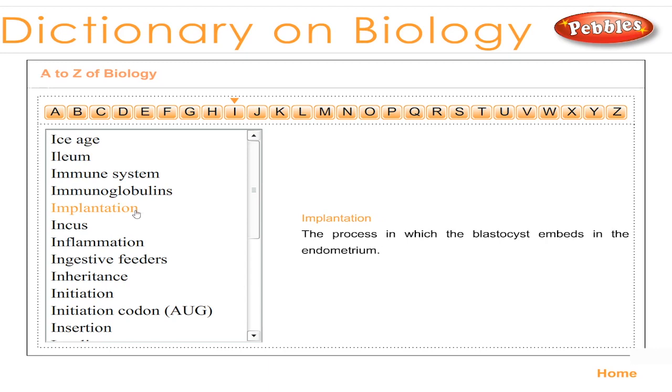Implantation, the process in which the blastocyst embeds in the endometrium. Incus, one of the 3 bones comprising the middle ear of mammals.